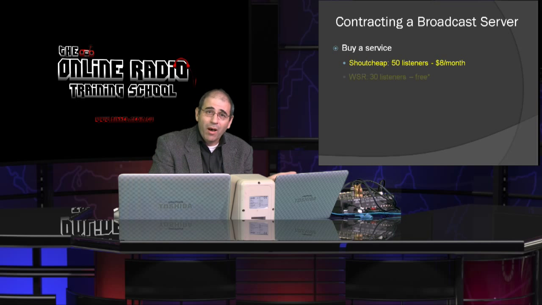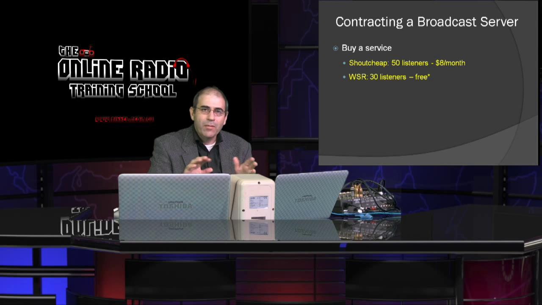So how do you contract a broadcast server? Well, what you do is you go online and you buy a service. Shout Sheep is one that we found today, and they will provide you 50 listeners, so 50 people can listen into your station at any one time, and that costs around $8 American per month. Now, if you are an HCJB partner station or on application, Wandering Sheep Radio will offer up to 30 listeners free at any one time.